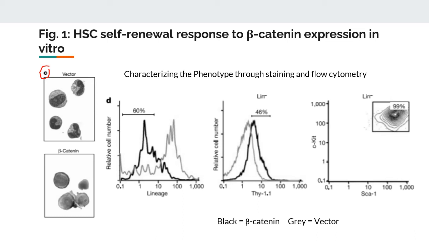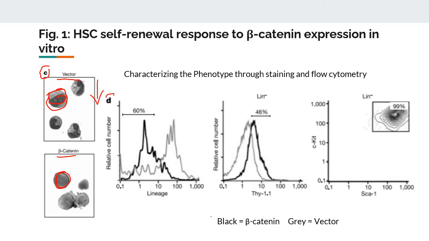So in this case, you can see in the vector control that the nucleus is shrinking compared to the actual cell itself. And you can compare that to the beta-catenin, where it's pretty consistent and much larger here. So the vector control has a much lower nuclei to cytoplasmic ratio compared to the beta-catenin, which indicates that the beta-catenin did not differentiate.